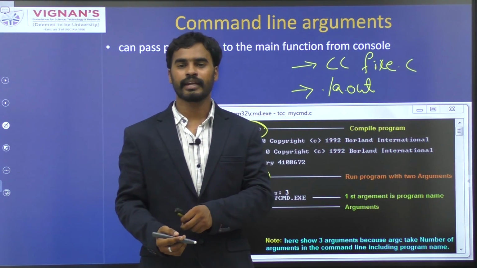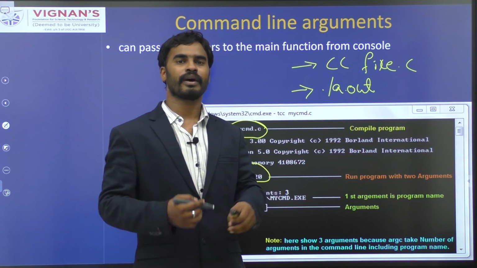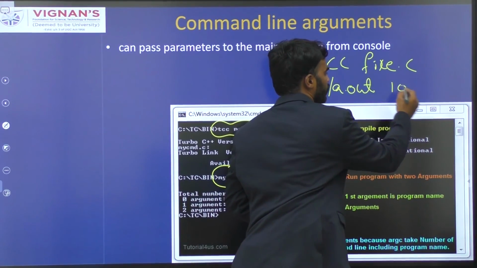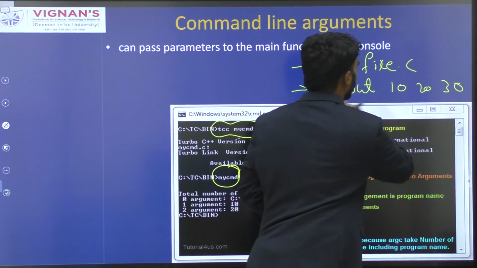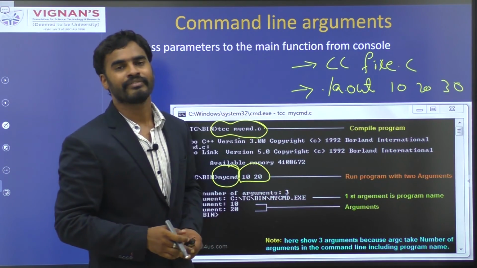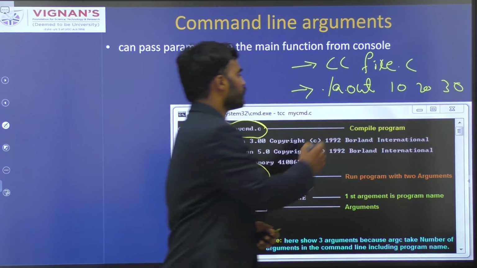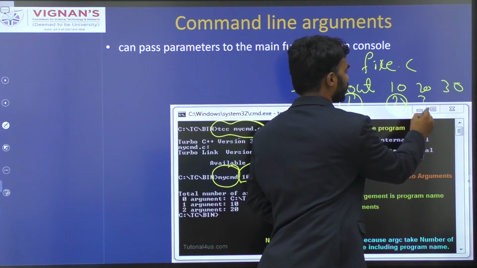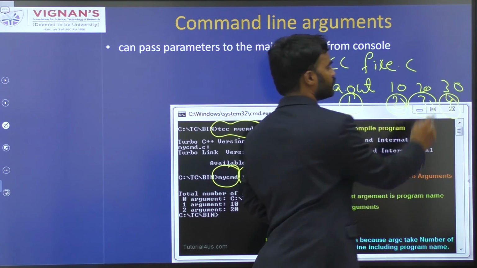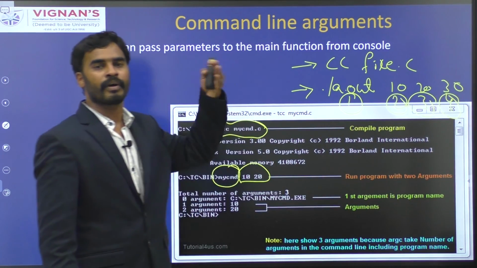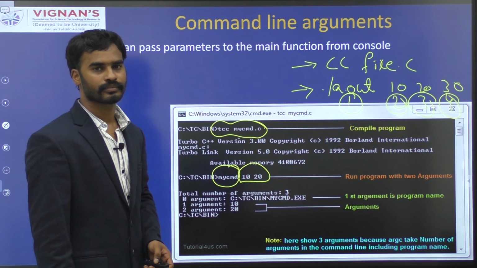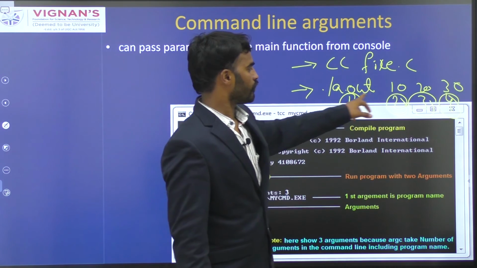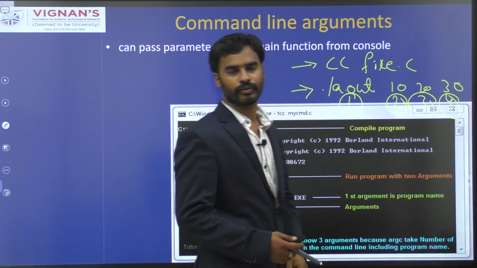If you want to pass any data to the main function, you have to specify the data here, like 10, 20, 30. All this data will be passed to the main function as parameters. So this is parameter 1, this is parameter 2, parameter 3, and parameter 4. All these 4 values will be passed to the main function as parameters.